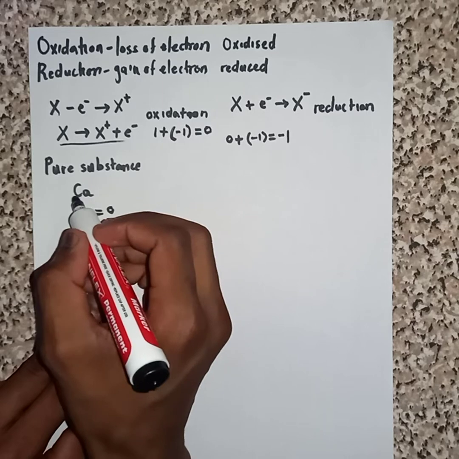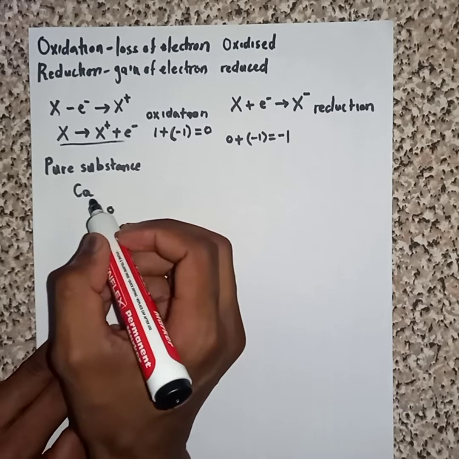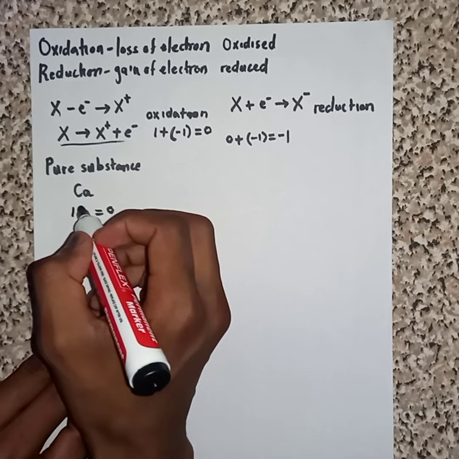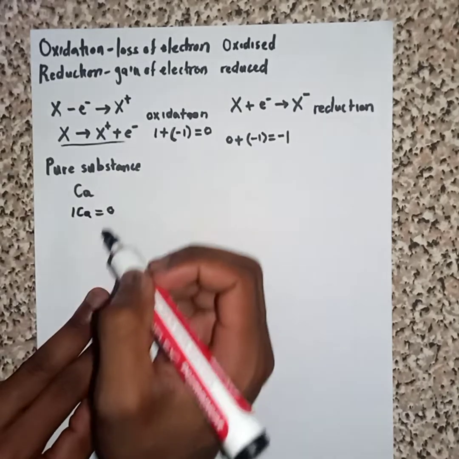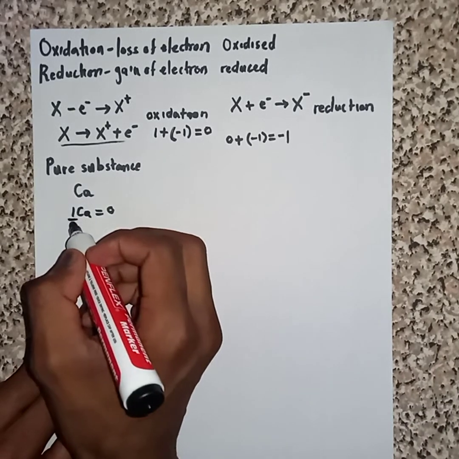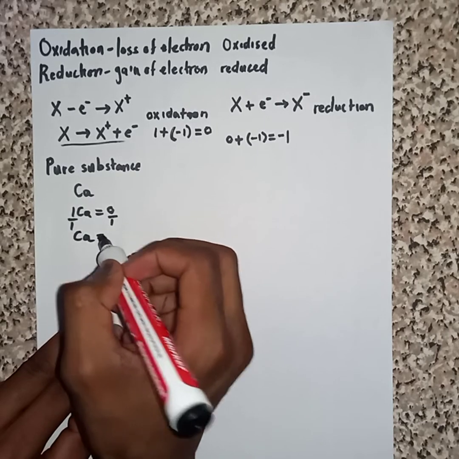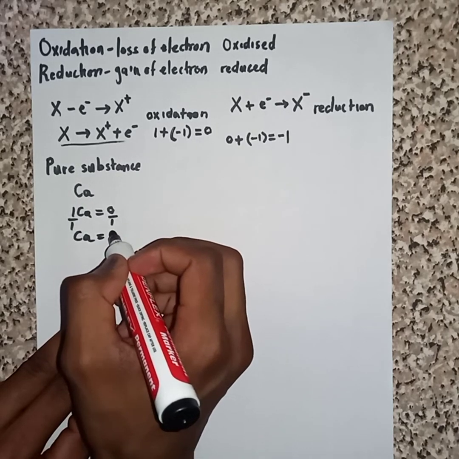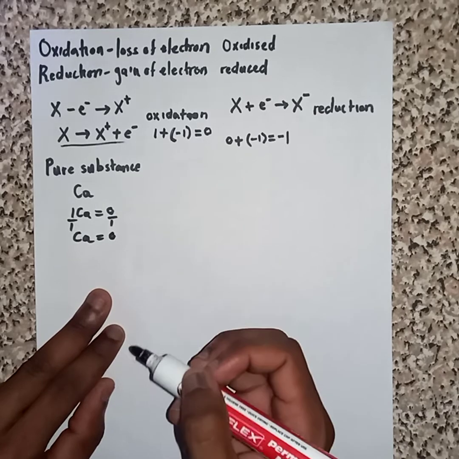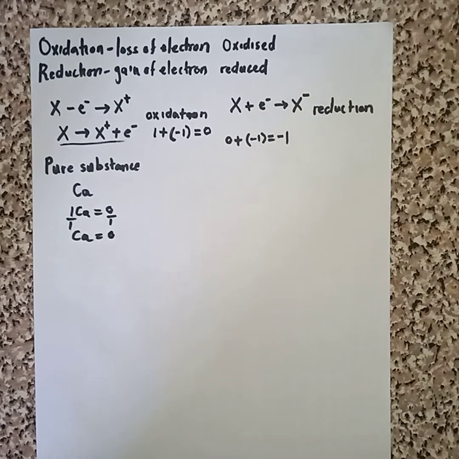I only have one Ca. Then you write 1 Ca. Then let us divide by 1 both sides. Then you are going to get Ca equals 0. You see? It is so simple, this one.